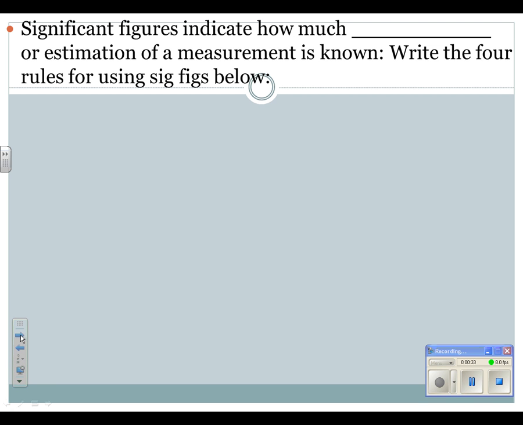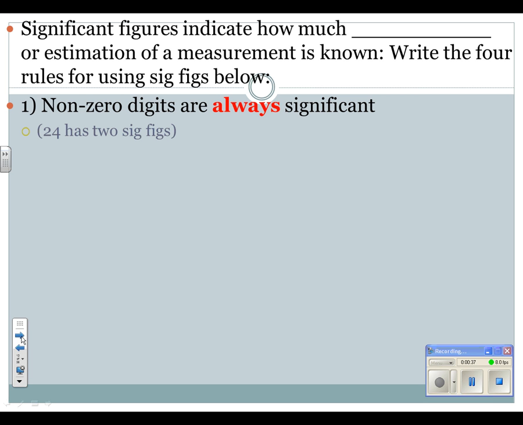So significant figures indicate how much confidence or estimation of a measurement is known. So here you have 4 rules of significant figures. You should go ahead and memorize them. They're not that hard. They become second nature when you start using them.